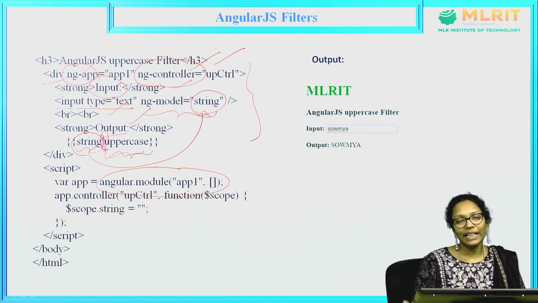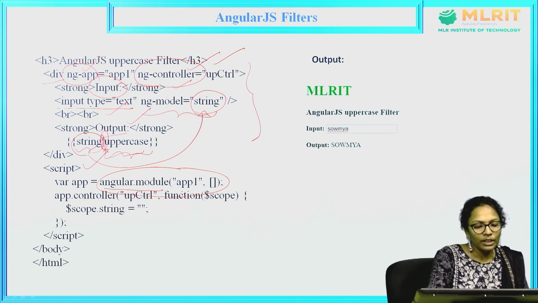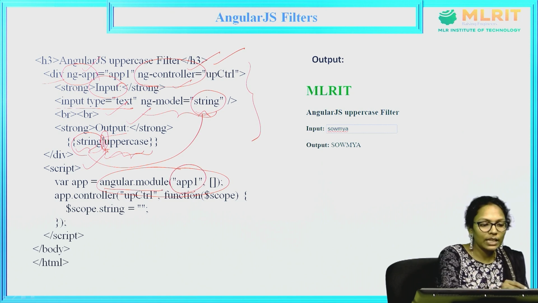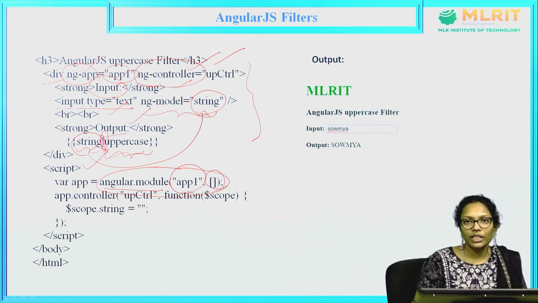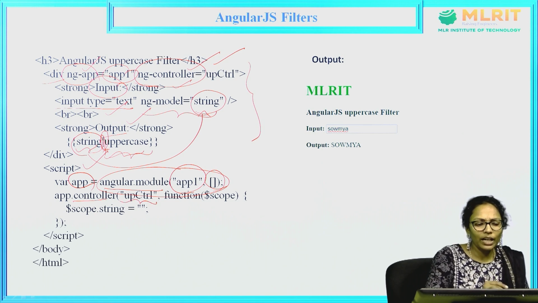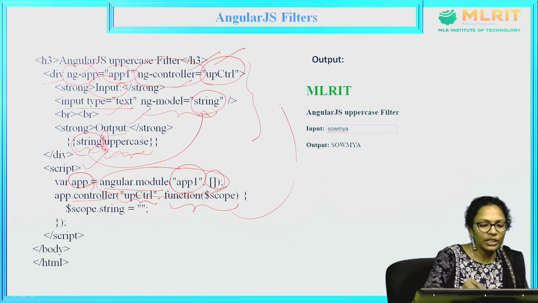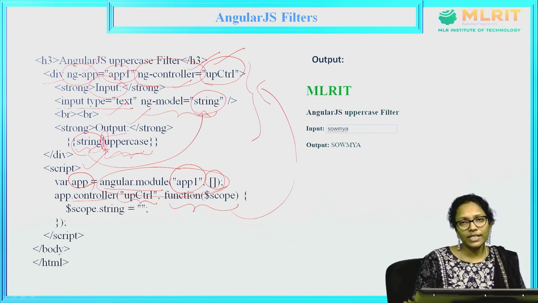Now for this filter, I need to write a module. In the script part, I am writing this module: angular.module. The module name is app1, which is the same as your ng-app. The next parameter is an empty array, which indicates the dependencies. Now for this app, I need to add the controller. app.controller, the controller name is appControl, which is similar to your ng-controller name. The second parameter for this controller is a function with one parameter, $scope. What is this $scope? $scope is an object which refers to this AngularJS division part.